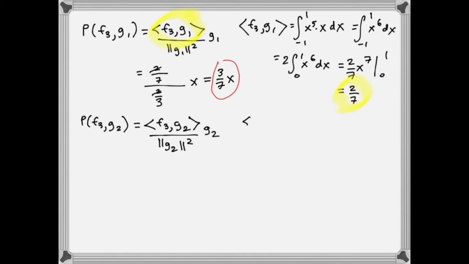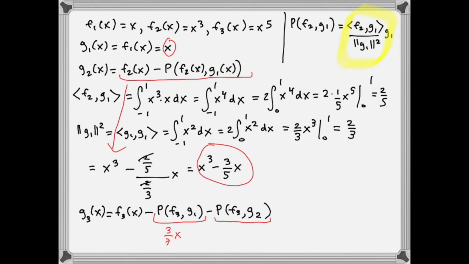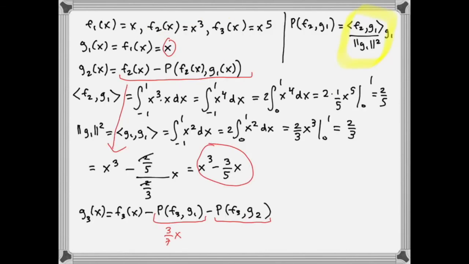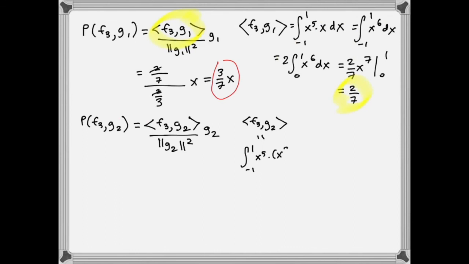What is F3 inner product G2? This is going to be a little bit more complicated of an integral. We are going to be integrating from -1 to 1 the function F3 times G2. So if we come up here, the function F3 is x to the 5th. So let me write that down. And then G2, if we come back here, G2 is x cubed minus 3/5 x. So this is the integral that we have to do.